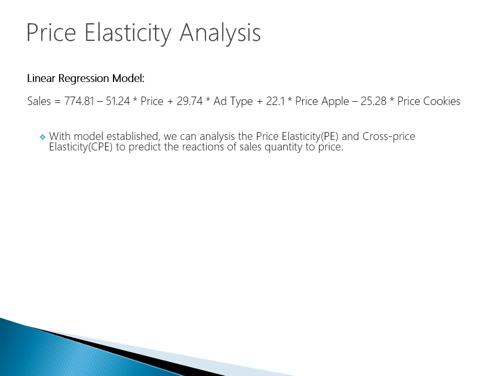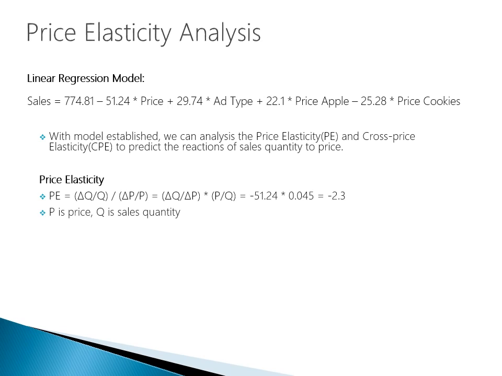With this model established, we can analyze the price elasticity and cross price elasticity to predict the reactions of the sales quantity to price. So for price elasticity, which essentially is the change in quantity over the change of the price, we're able to calculate it as follows. P represents price, Q represents the sales quantity. The change in quantity over change in price is minus 51.24, which is the parameter before the variable price in the above model.